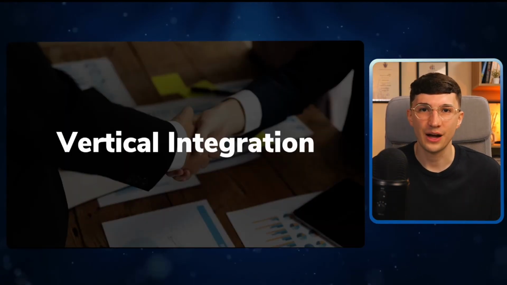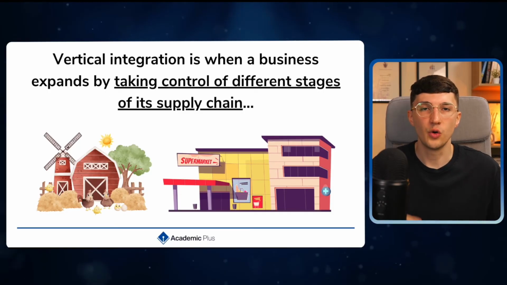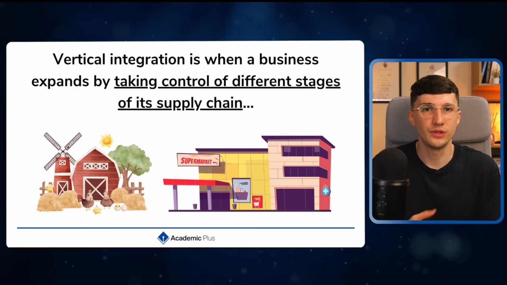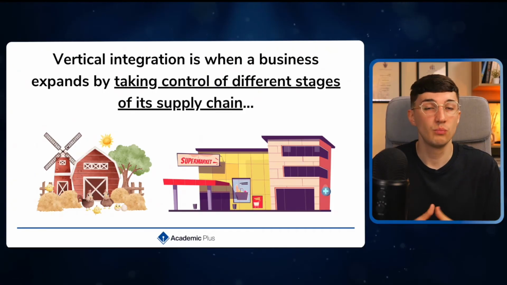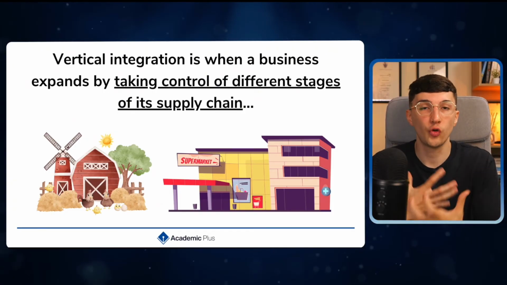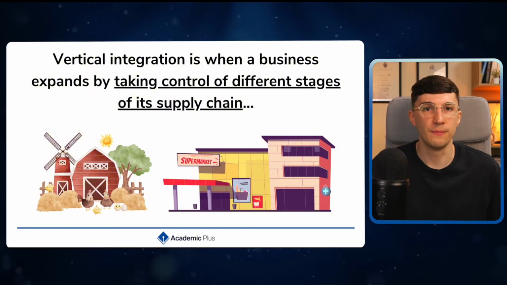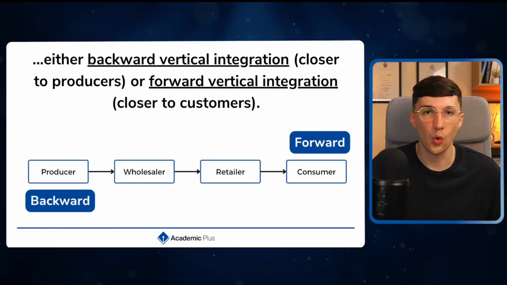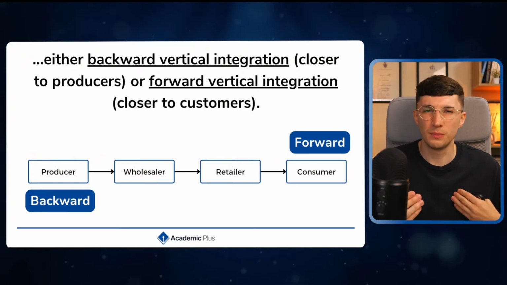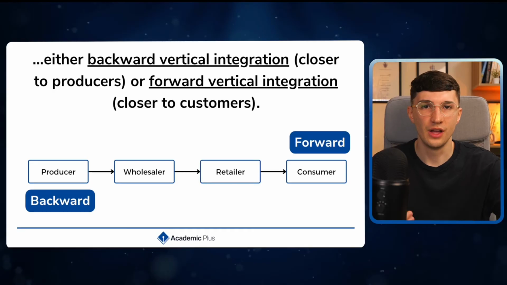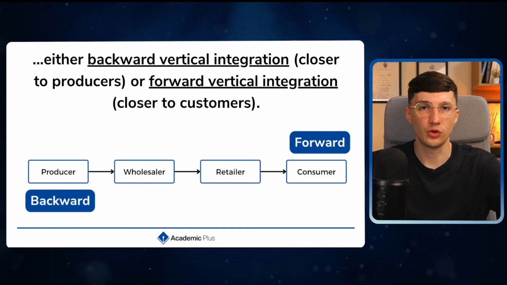Next up we have our vertical integration. Now, if horizontal integration, you're merging or taking over a business who is at the same level as you within the supply chain. Vertical integration, well, all you're doing is taking control of different companies at different stages of your supply chain. Now, you could either go forwards or you could go backwards. Whenever you think of forwards, think you should always be facing your customers. So when we look at forward integration, you're going closer to your customers.